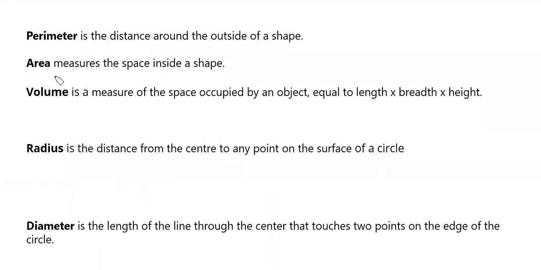Now let's look at the different terms that you need to understand. We need to understand what perimeter is. Perimeter is the distance around the outside of the shape. So whatever distance you talk about, we're talking of perimeter. Here you don't square the units, you just give them as they are. If it's centimeters, it's centimeters. If it's meters, it's meters. If it's kilometers, it's kilometers.